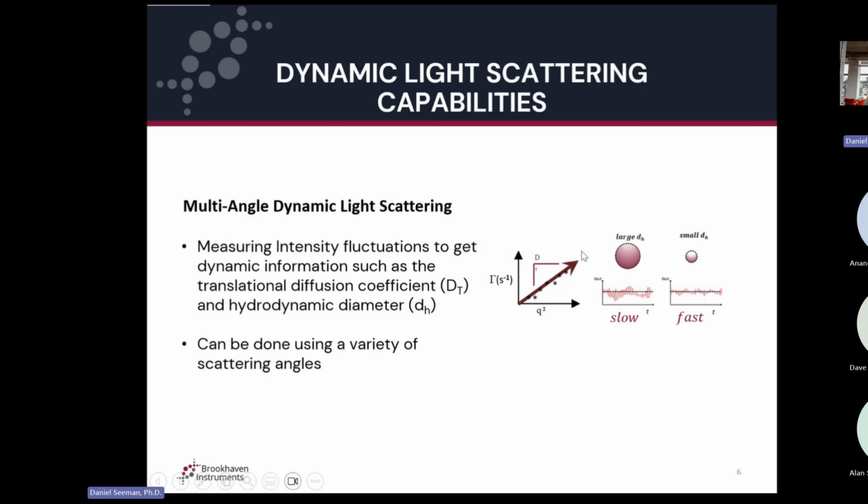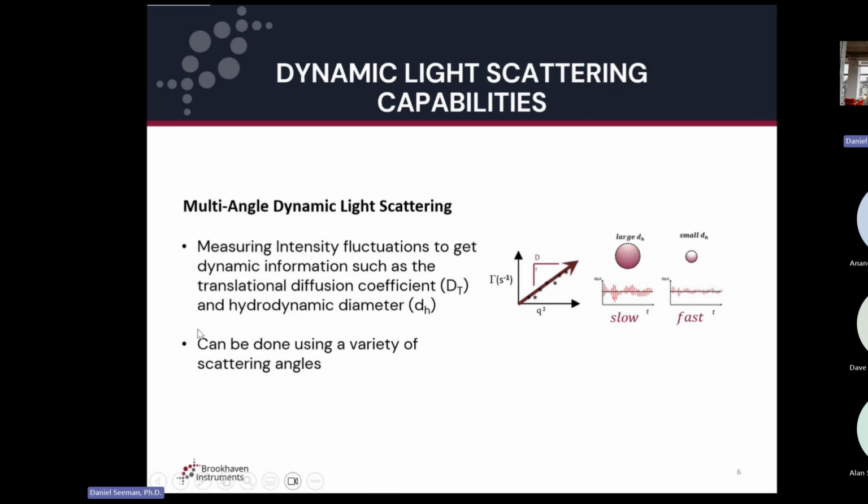And every single angle should give you the same effective diameter, and the slope should effectively give you the diffusion coefficient. It's simply that large molecules diffuse slowly, small molecules diffuse very quickly, and DLS is basically just measuring the speed of those dynamics and then making a few geometric assumptions and calculating the diffusion coefficient from them.